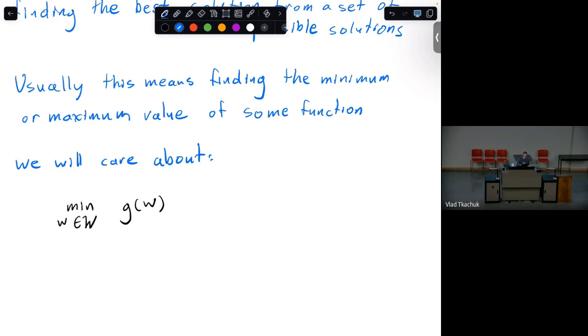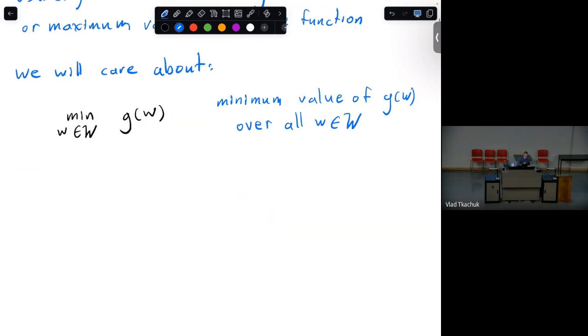So we write minimize the function over all values of w from some set calligraphic W. And this is to be read as this thing gives you the minimum value of the function g of w over all little w from the big set W. Okay. So I'll write one more last notation, and then we'll end it there.